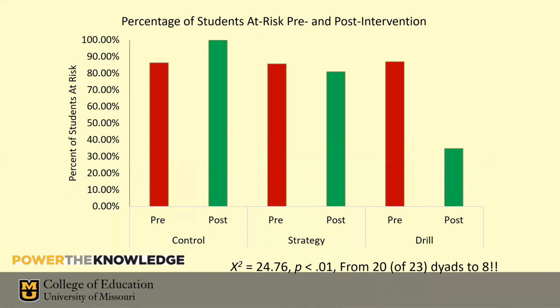And then this is the percentage of kids who need help. In the control condition, roughly 85% of the kids needed help, and that number actually went up to 100% at the post-test 2 weeks later. When we look at strategy, the number of kids who need help went from 85% down to about 80%, a little less than that. But in the drill condition, around 85% or so, 88%, down to about 40% or even less.